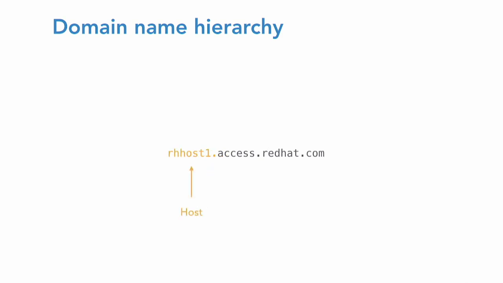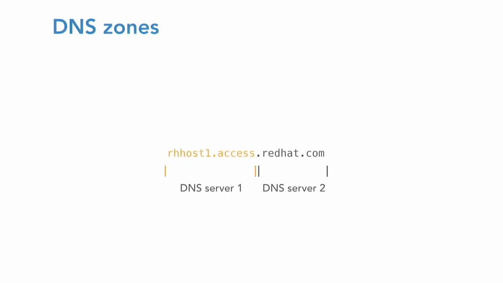For instance, if we had a server called rhost1 in the access.redhat.com subdomain, its fully qualified domain name, or FQDN, would be rhost1.access.redhat.com. What is more important for us is that sections of a company's DNS tree can be divided up and given to one DNS server or another to manage.